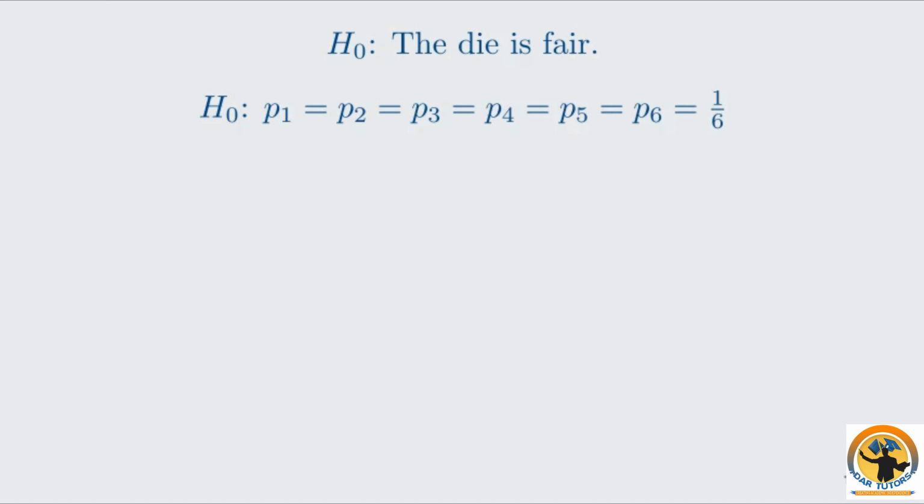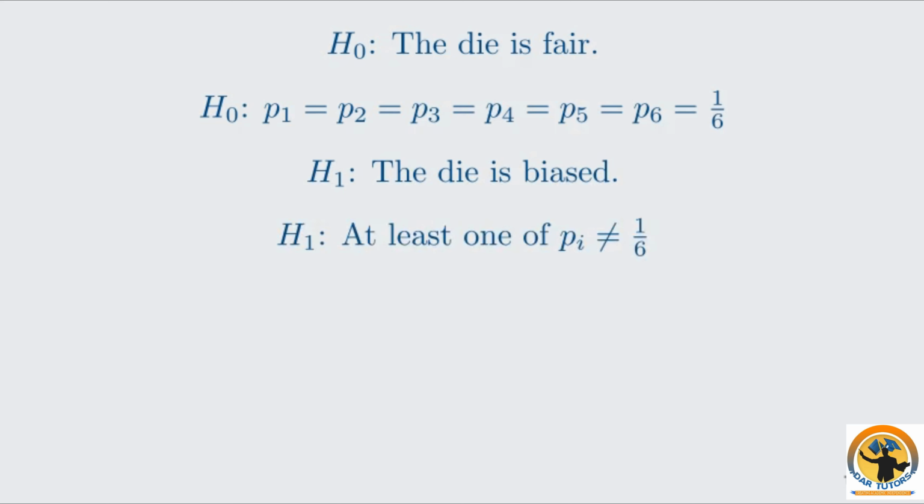The alternative hypothesis, H1, states that the null hypothesis is not true. In this case, it means the die is biased. More formally, H1 states that at least one of the probabilities, pᵢ, is not equal to 1/6. If our test provides strong evidence against H0, we will reject it in favor of H1.